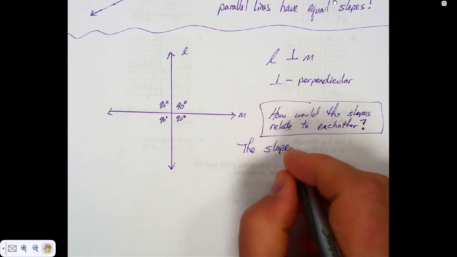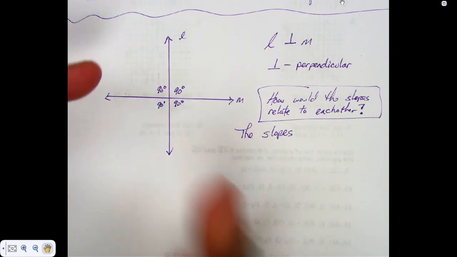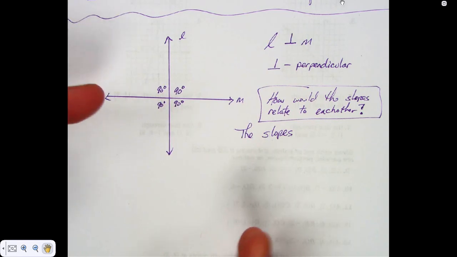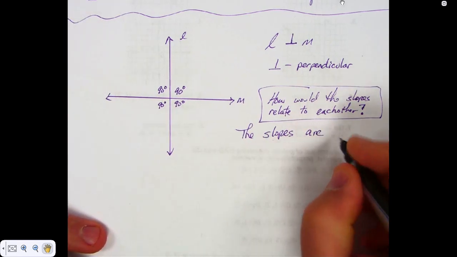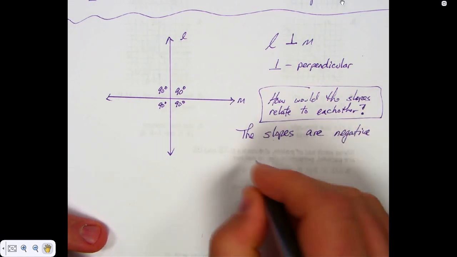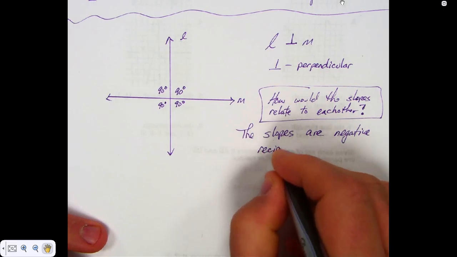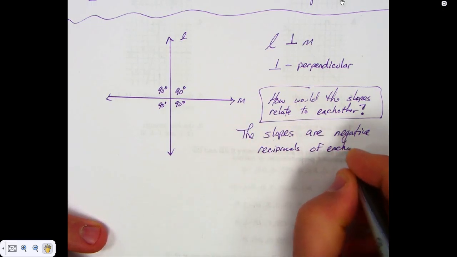And I don't expect you to know this one, but wouldn't you think they'd be opposite each other in some way? Because they're kind of completely opposite, aren't they? Yep. This is the complete other spectrum. And it turns out the slopes are negative reciprocals of each other.